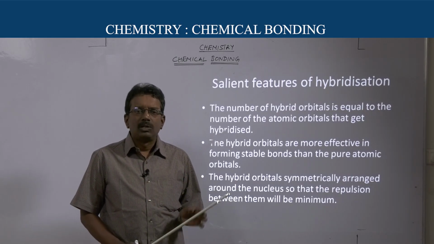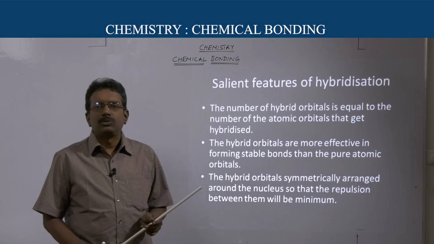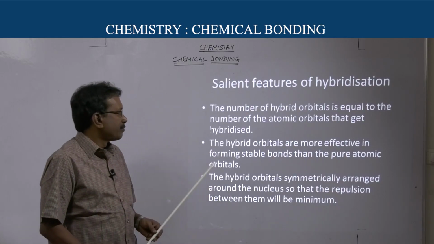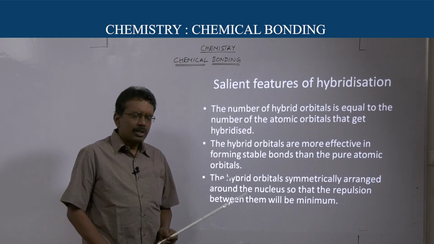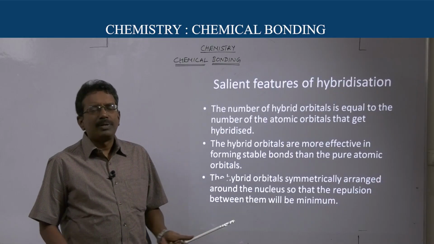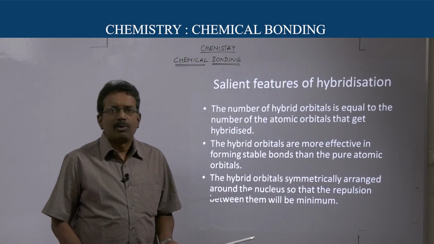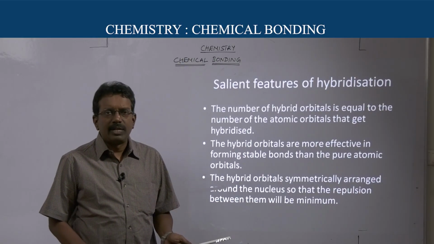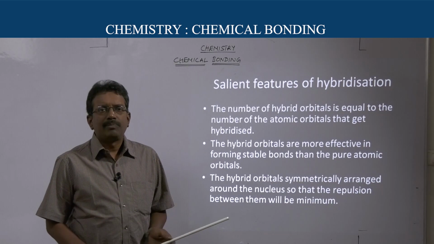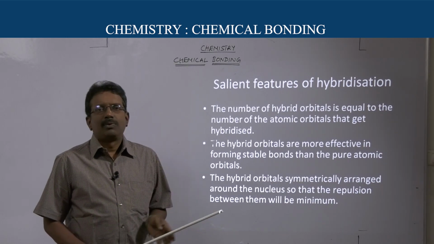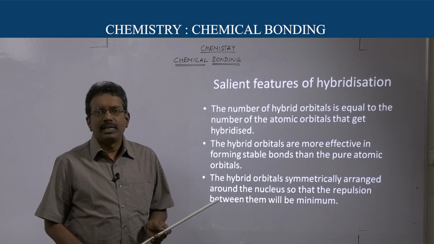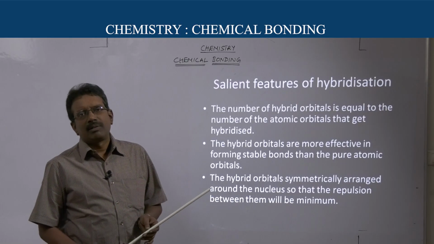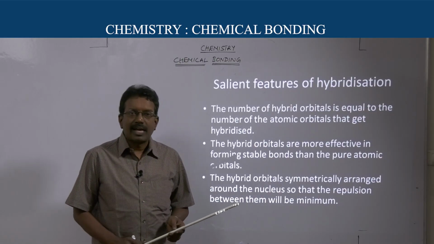So the mixing of 1 s and 1 p orbital leads to the formation of 2 hybrid orbitals. So that is the first point. Next, if you observe, these hybrid orbitals form the most effective bonds when compared to the atomic orbitals, because in covalent bond formation, the most important point is the strength of the bonds. The strength of the bond depends upon the extent of overlapping of orbitals. That extent of overlapping of orbitals depends upon the directional character of the orbital.